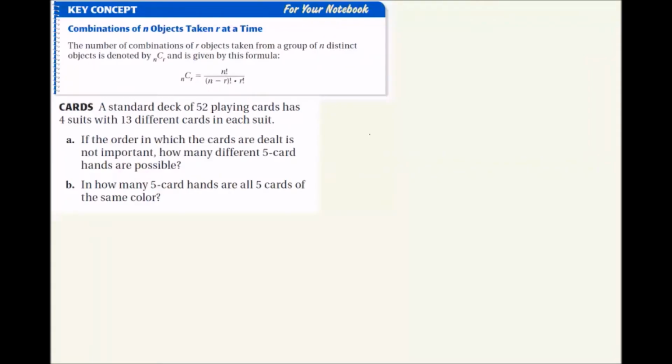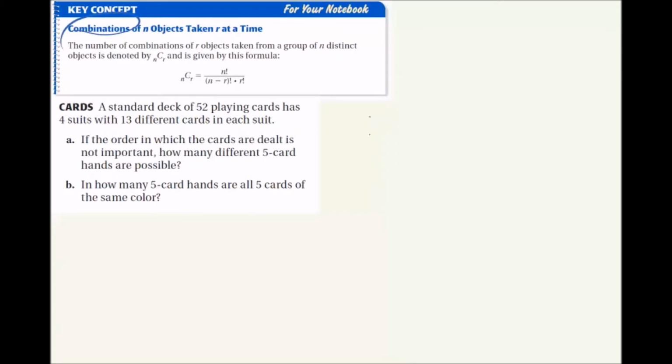So let's talk about a situation with cards. A deck of cards has 52 cards, 4 suits, 13 different cards in each suit. If the order in which the cards are dealt is not important, how many different 5-card hands are possible? So the dealer is going to give you 5 cards. It doesn't matter what order he or she gives them to you, because you're still going to end up with the same 5-card hand. It doesn't matter what order you get the cards in. So we know that this is a combination, not a permutation.